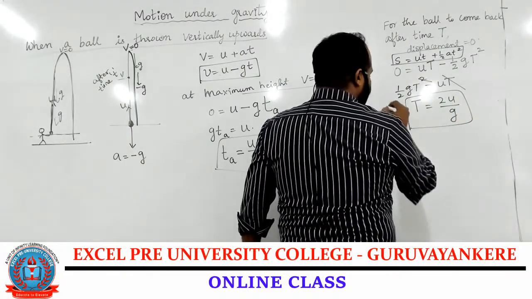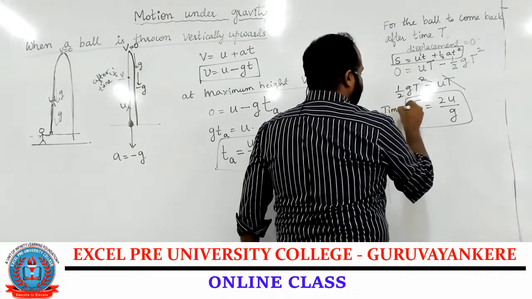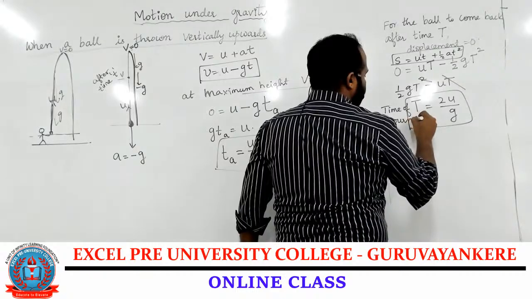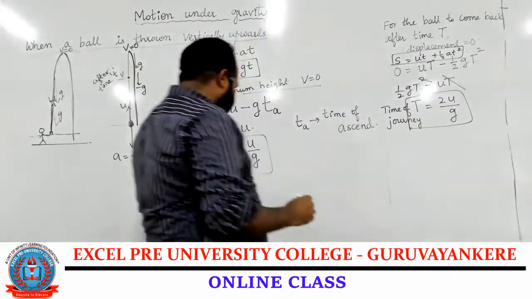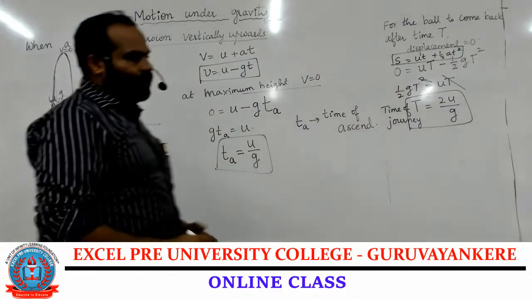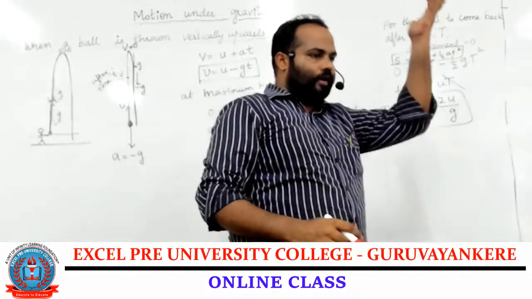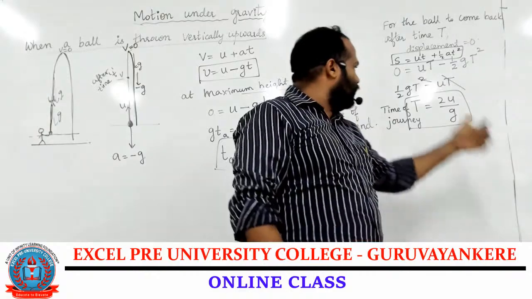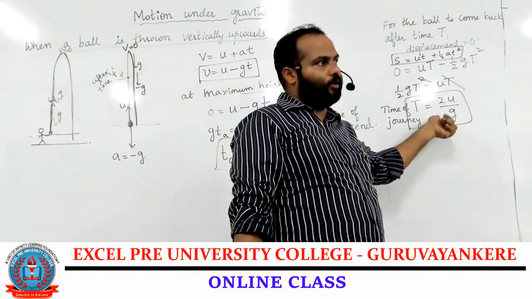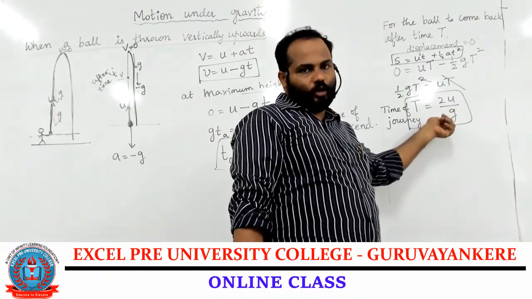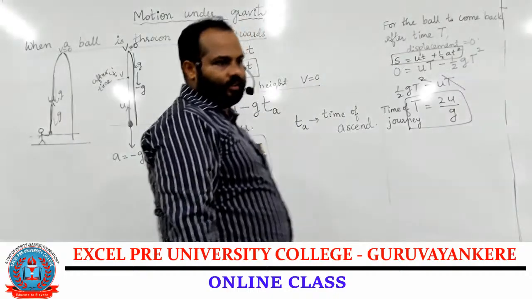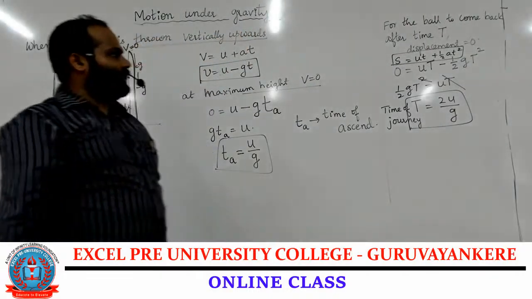This is called time of journey. Time of journey of the ball is 2u by g. That is the total time to go up and to come down. This is the time of journey of the ball. Hope all of you understand. Is that clear? Hope all of you understand this.